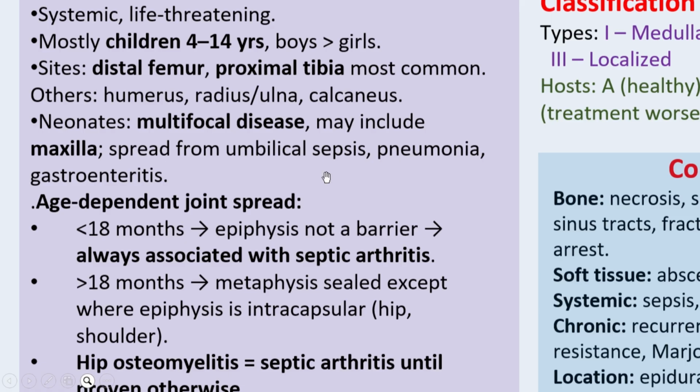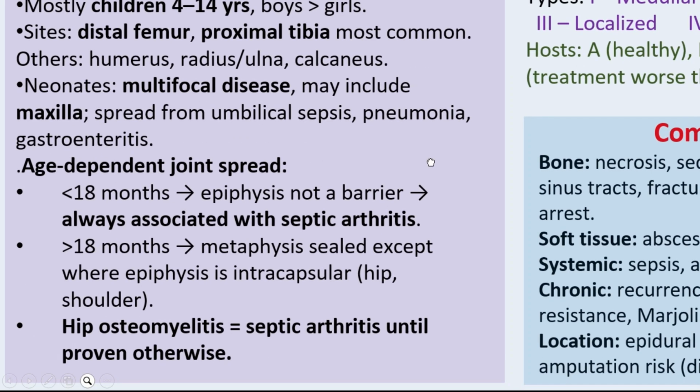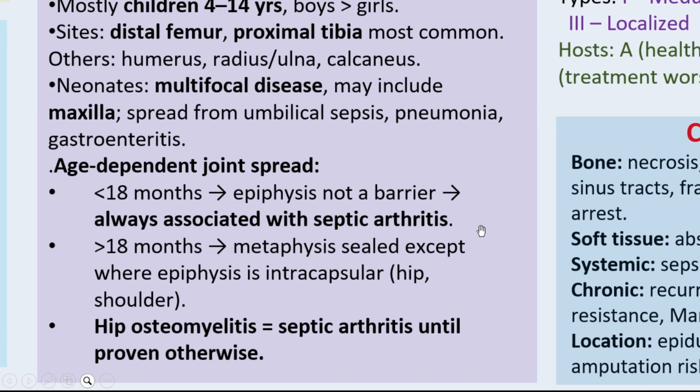And when we look at the ages, there's something important about age dependence: in children below 18 months, the epiphysis is not a barrier. So in these children, the growth plate is not well formed, and there are still anastomoses. So we're going to have septic arthritis. And when children are greater than 18 months, the metaphysis is sealed, except where the epiphysis is intracapsular, like at the hip joint.